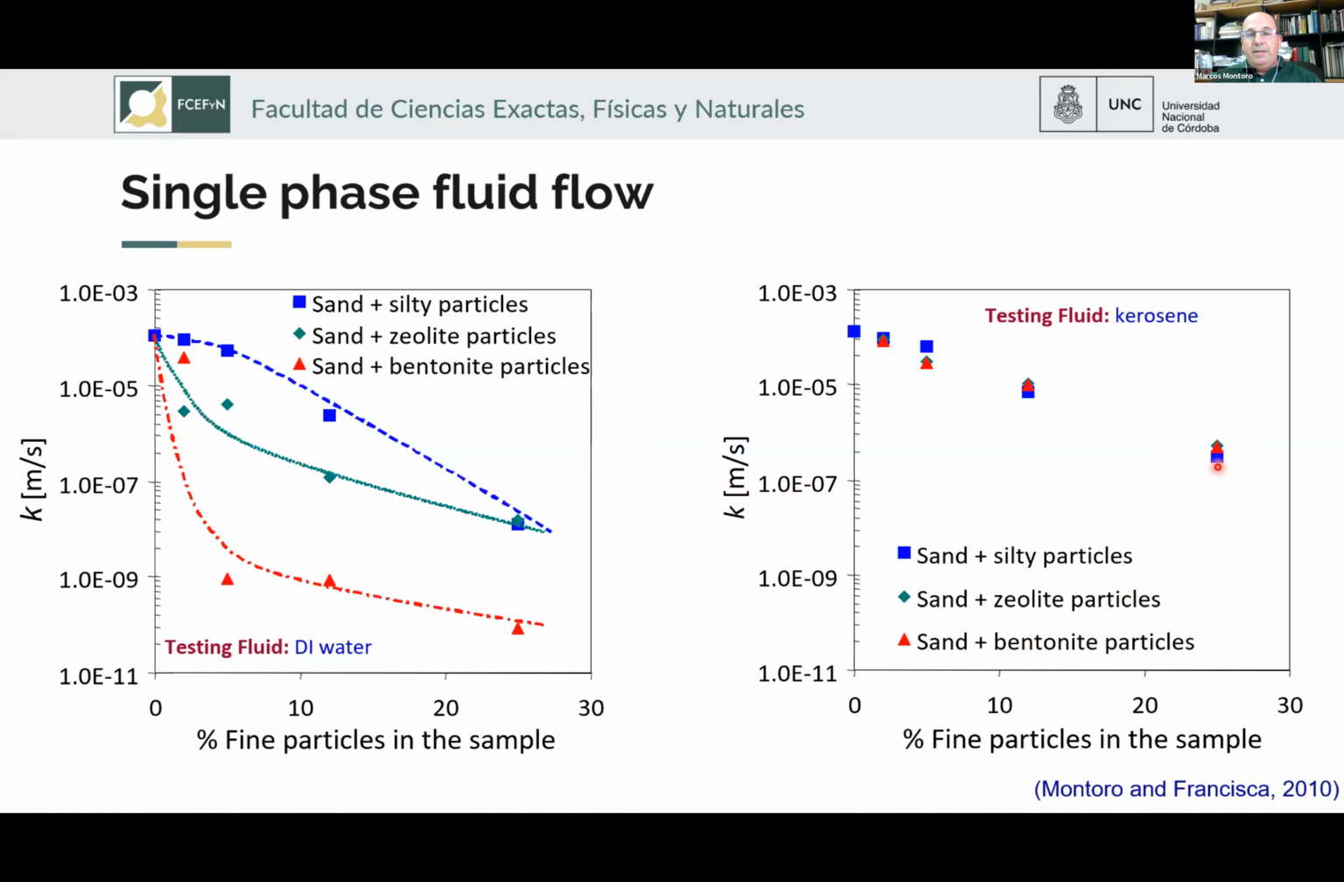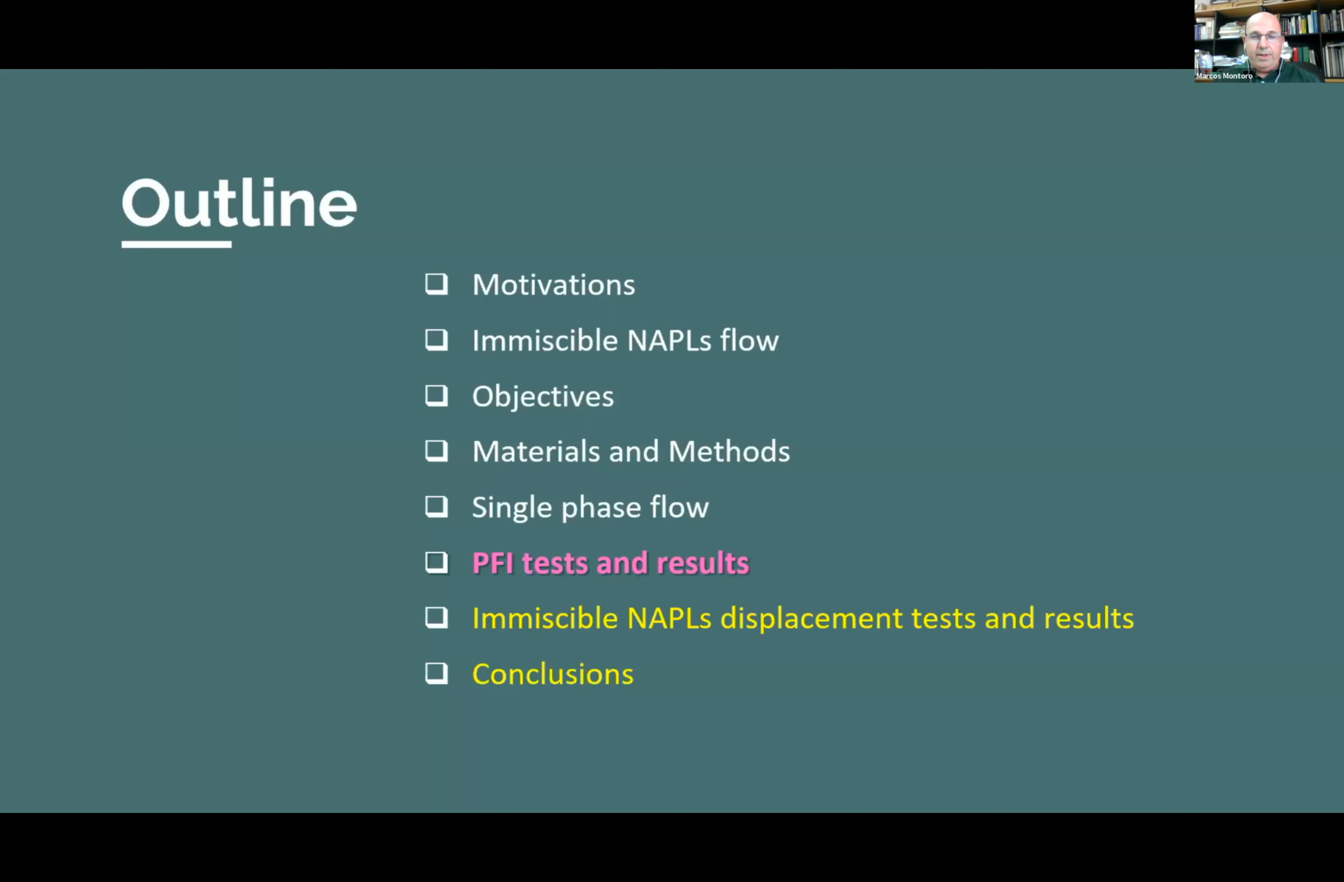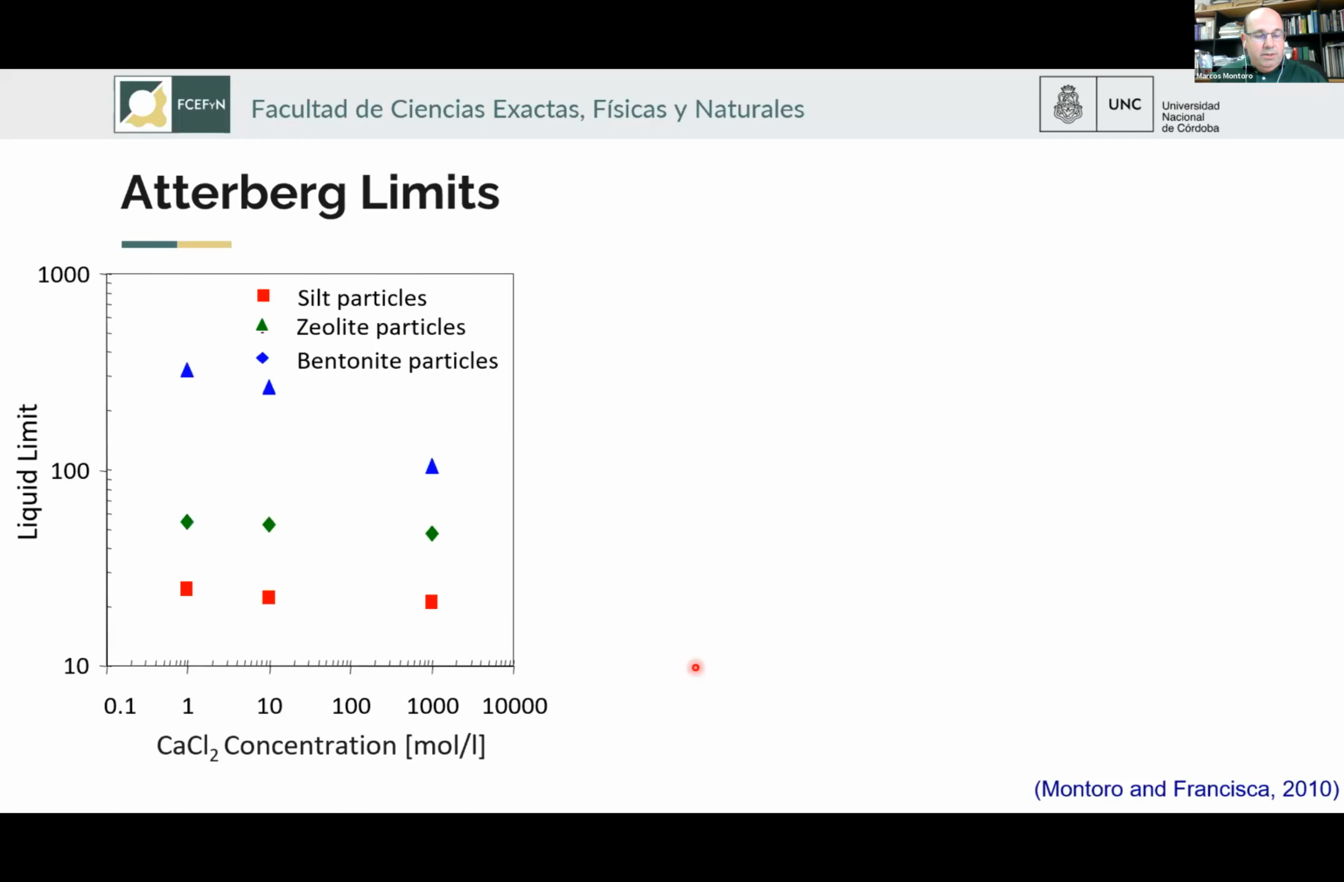And we also observed that there was almost no difference between the hydraulic conductivity measured in specimens having the same amount of fine particle content, but particles of different types. The comparison of these two figures highlights the relevance of the particle-fluid interaction that might be expected during the immiscible displacement process. So we then analyzed the results for the particle-fluid interaction test.